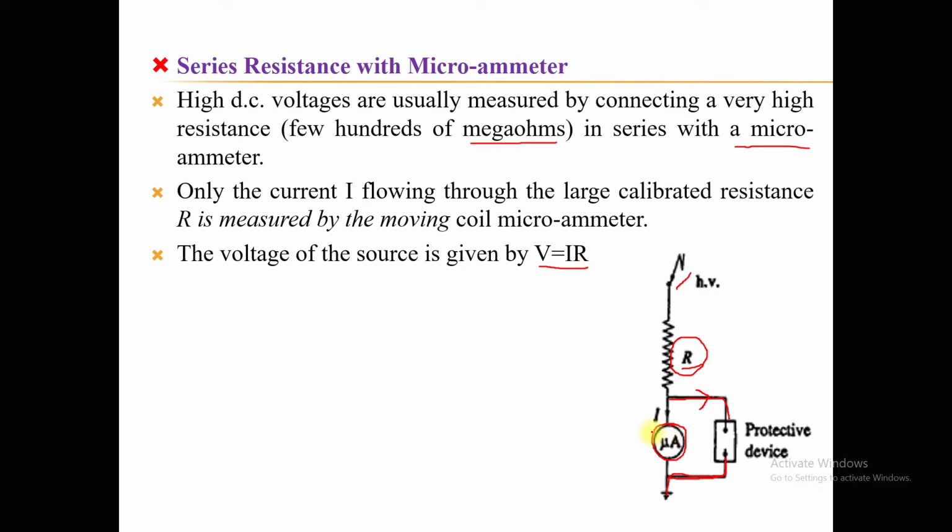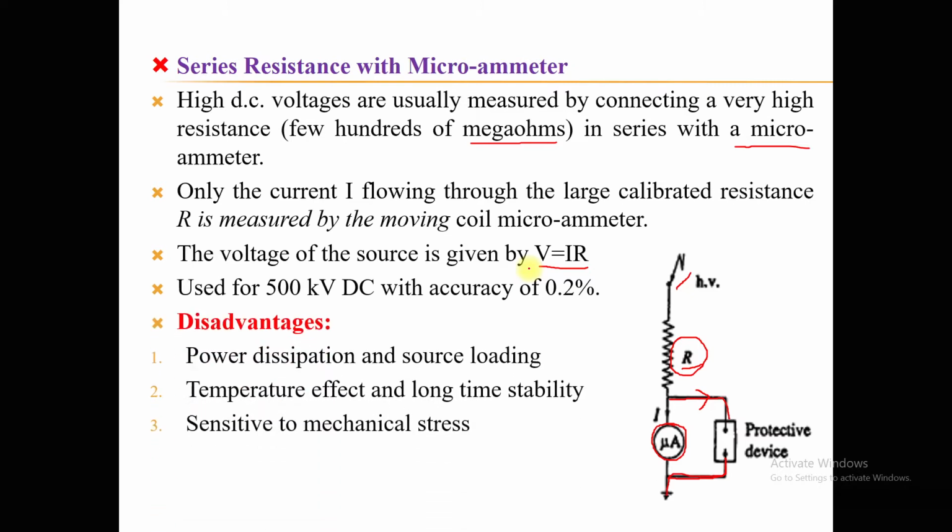So I can be measured from this microampere scale. The resistance value you know, so the only unknown quantity, which is voltage, can be calculated from this formula, V is equal to IR. Generally this method is used for measurement of 500 kilovolt DC with an accuracy of 0.2%.